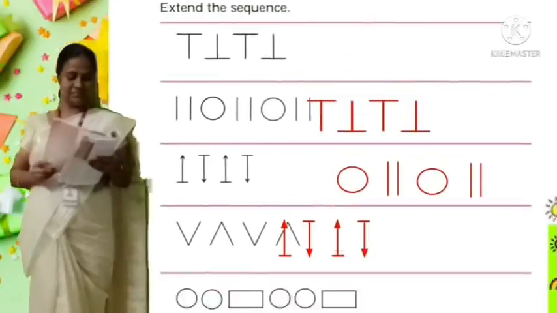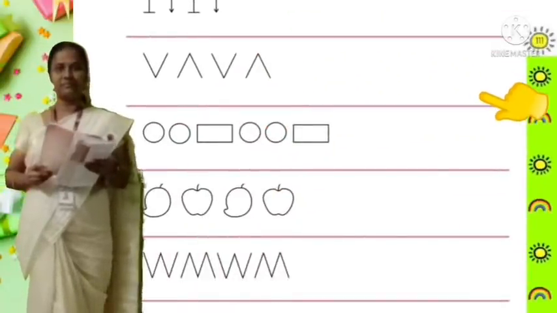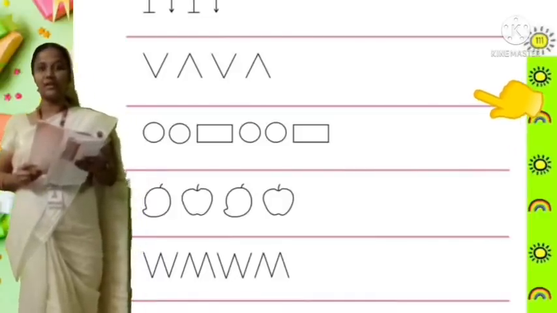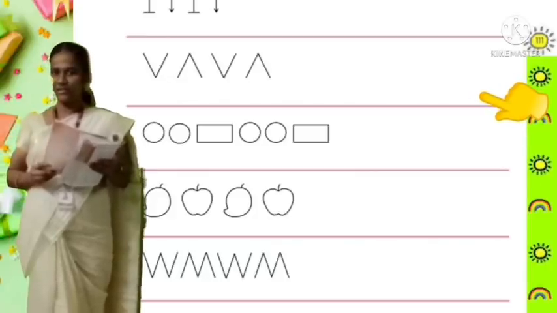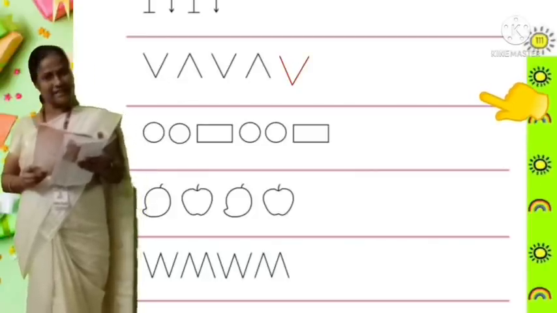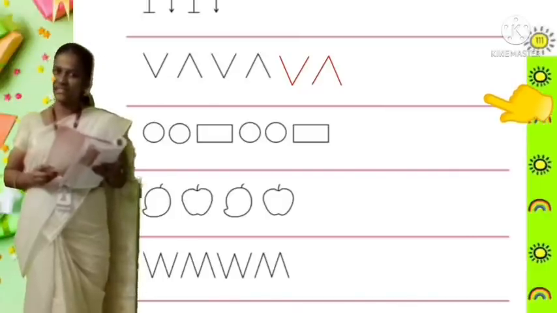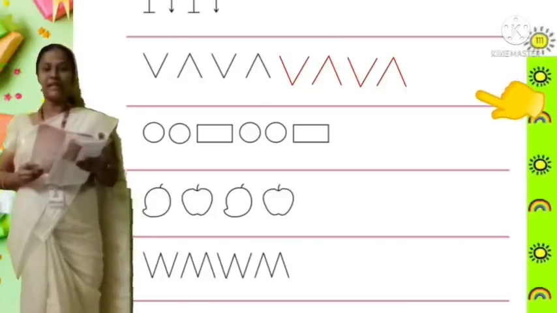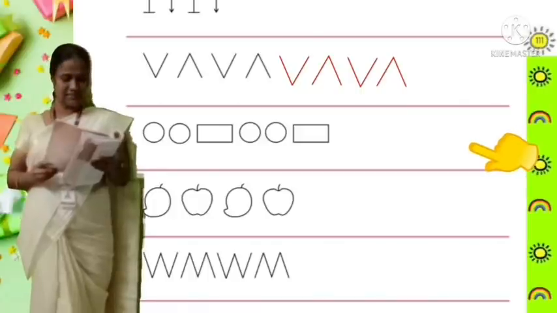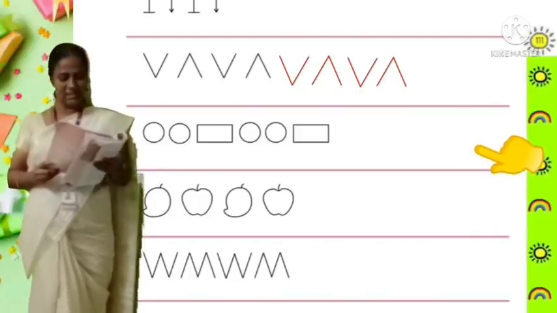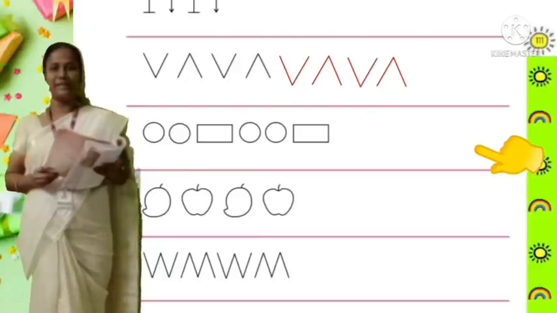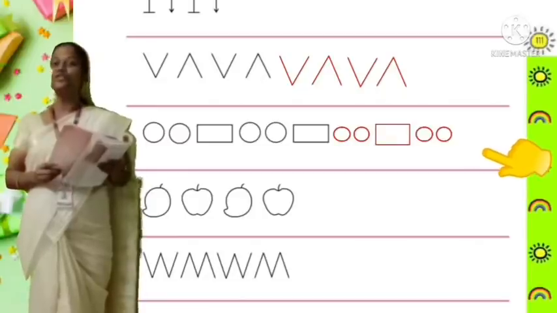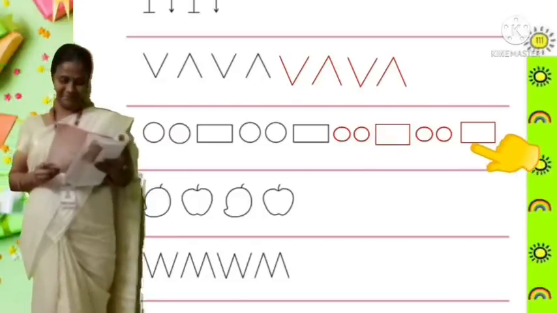Very good. Next, V, downward V, upward V, downward V, the next upward V, the next downward V, the next upward V, and the next downward V. The next image, two circles, rectangle, two circles, rectangle. What will be the next? Two circles, rectangle, again two circles, rectangle.